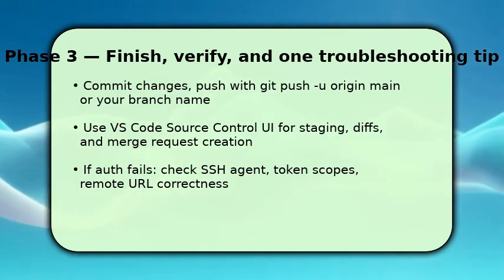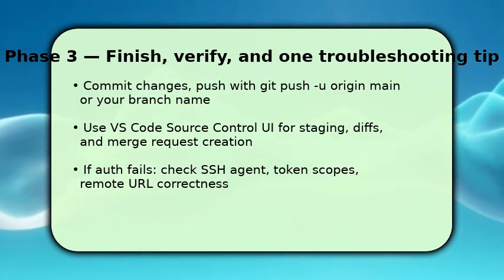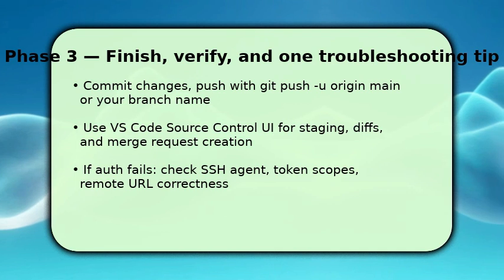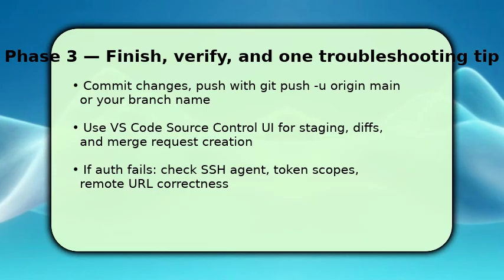If something goes wrong, check whether your SSH agent is running, ensure the correct SSH key is added, confirm token scopes, and validate the remote URL. If auth errors persist, re-add credentials and retry the push.